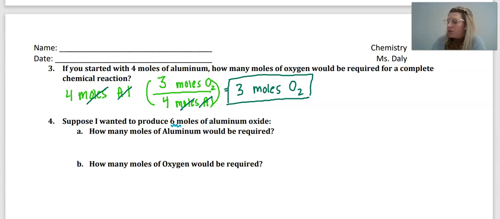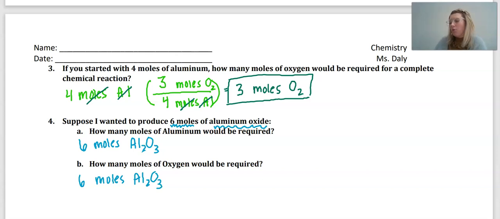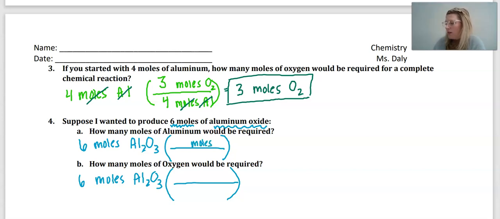So suppose I wanted to produce 6 moles of aluminum oxide. How many moles of aluminum would be required and how many moles of oxygen would be required? So our starting point is 6 moles of Al2O3 for both problems. And I want to know how much of my starting materials, both aluminum and oxygen, I would need if that was the amount of substance I wanted to create. So again, we want to put moles of what we want over the top. So we're looking up top for moles of Al and on the bottom moles of O2. And in both cases, we're trying to cancel moles of Al2O3.